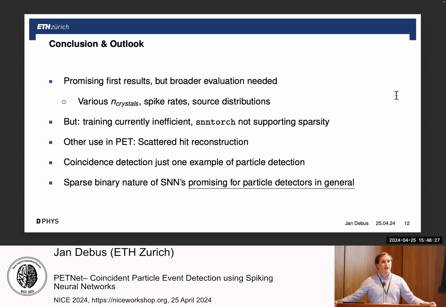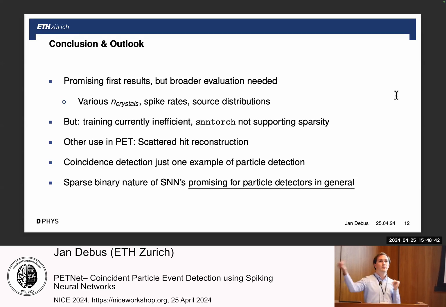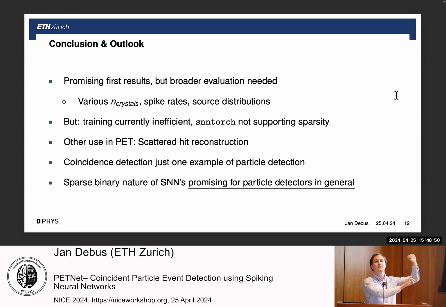If this could be taken out of the way, in our eyes, there's quite a large number of other applications where we can use spiking neural networks, specifically for particle event detection. In PET, for example, we have situations where an incoming photon hits a crystal but doesn't deposit all its energy, and instead scatters and hits a second crystal. Sometimes you discard these events, or there are analytical models to recover this, but a spiking neural network would, in principle, be very easily able to recover these hits very quickly, which would be very nice.